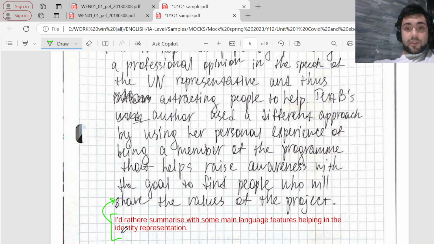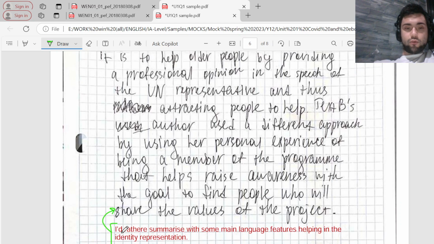I really hope that this review helps you, and in this work you can definitely make use of some structures and points that were introduced by the student.